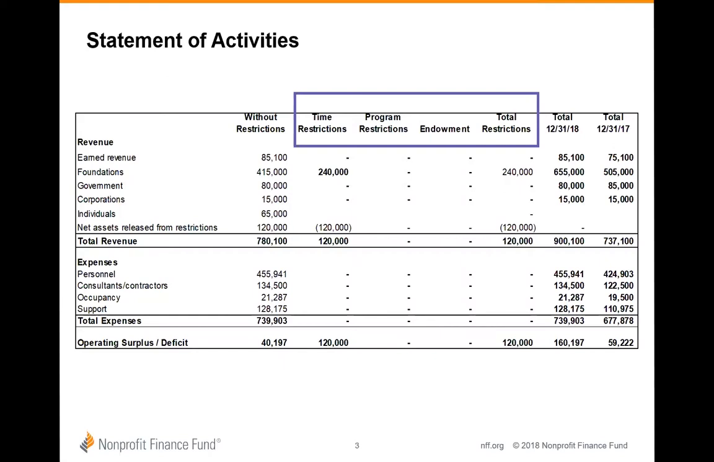So here's one example, and we're looking at the statement of activities, and you can see that we've got a column format here. Now, FASB says that we can be flexible. We can give as much detail or as little detail as we would like. So in this example, we've got a little bit more detail on time restrictions, program restrictions, and endowment. But if you wanted to, you could stay with just 2 categories: the without restrictions category on the left and the restrictions category as a summation.